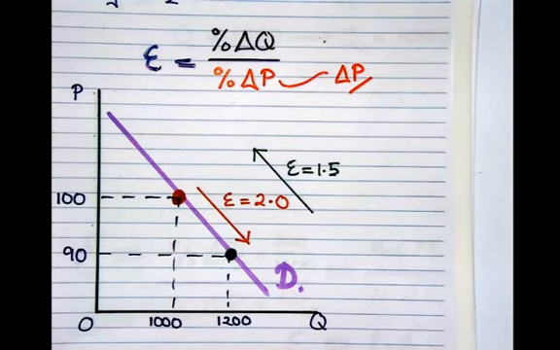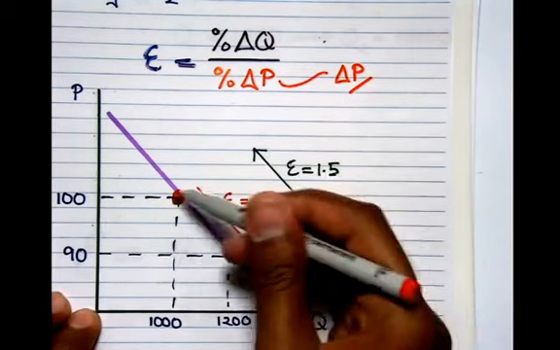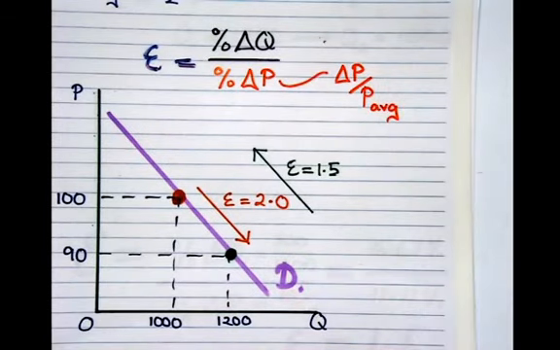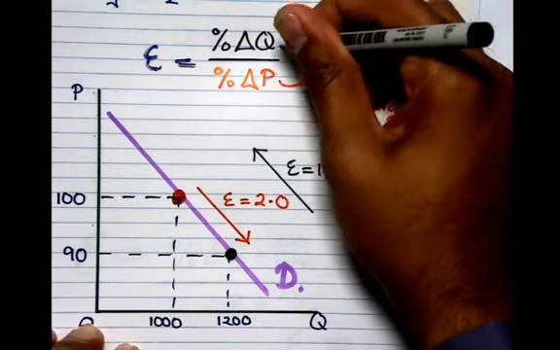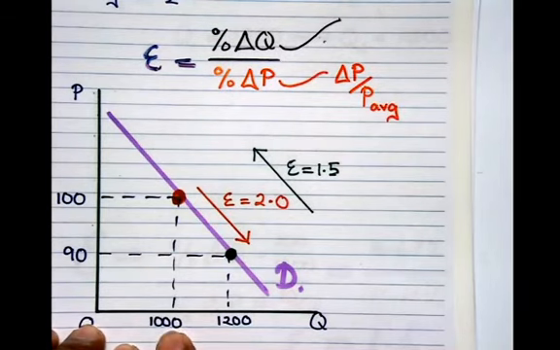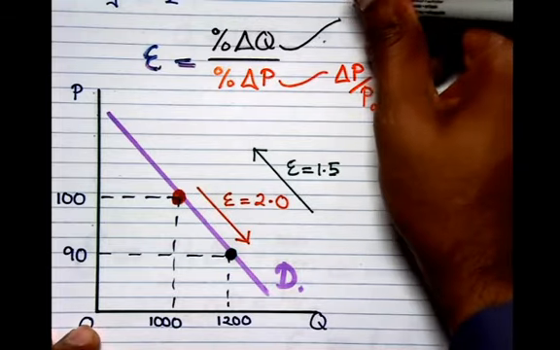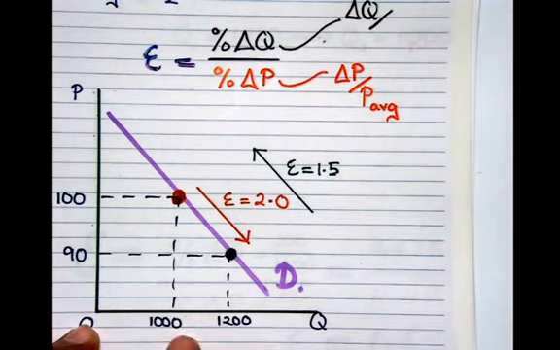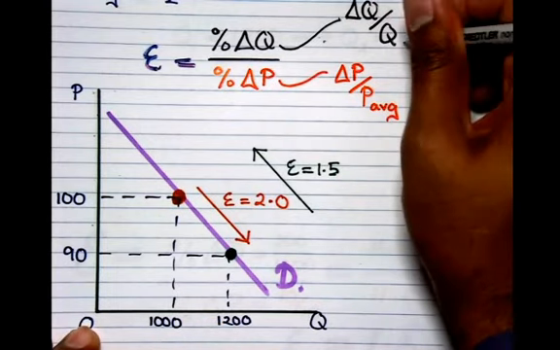95, the average of the two. So instead of dividing by either, we could divide by the average, 95. This way, even if the price went up, we'll be dividing by 95. And if the price went down, we'll still be dividing by 95. Likewise for the quantity. Instead of dividing by 1,000 when the quantity goes up, or dividing by 1,200 when the quantity goes down, we could just simply divide by 1,100, which is the average.